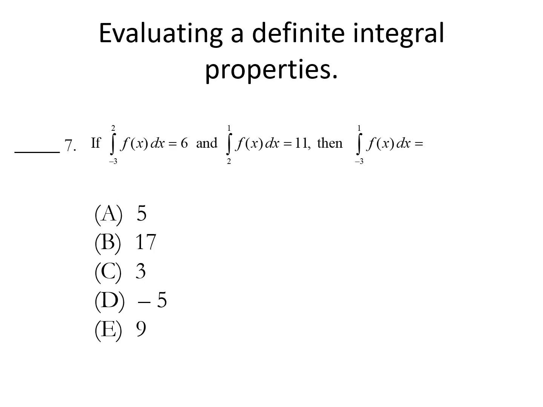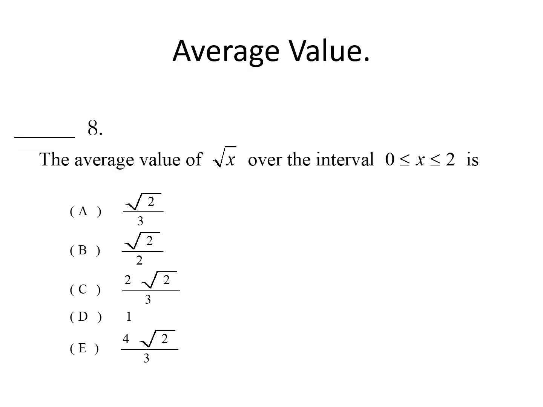Number 7 is where I stopped earlier, so after that I'll be doing work for all of these. But this one is pretty simple. We're given from negative 3 to 2, and then from here we're given from 2 to 1. And since this is reversed, we're going to need to make this negative, so it's negative 11 plus 6, which is just negative 5, b.